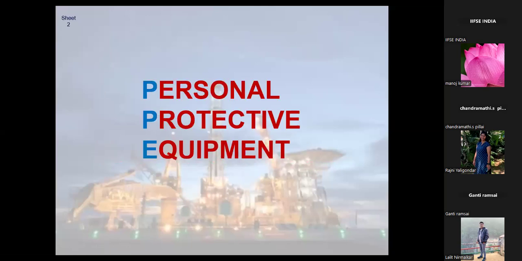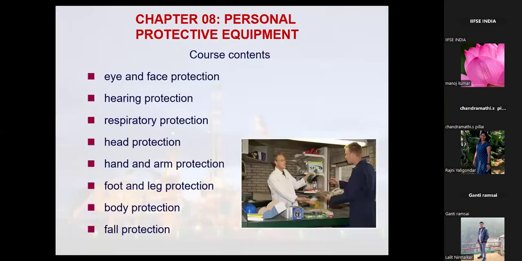So PPE is a short form of personal protective equipment. Now in this session, we will see different types of PPEs, what are their properties, where to use, how to use, and other things that are required by the HSE department. So in this chapter, the course contains eye and face protection, hair protection, respiratory protection, head protection, hand and arm protection, foot and leg protection, body protection, and fall protection. These are the parts of this PPE session that we are going into.